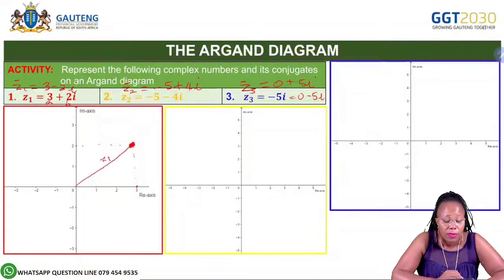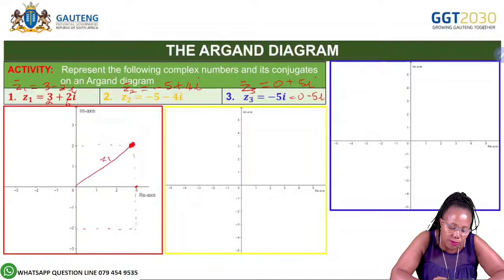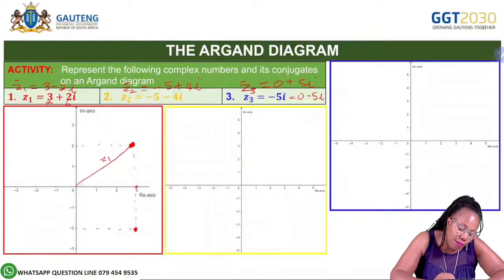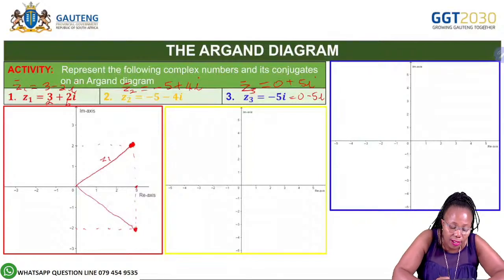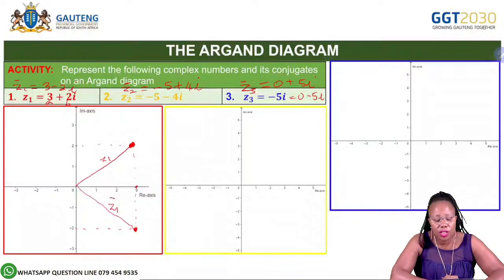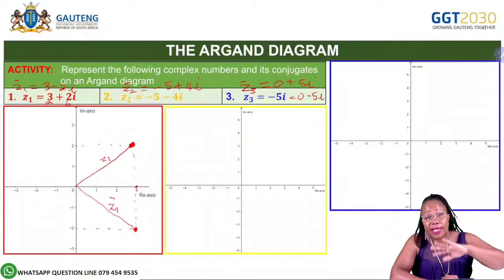And now we want to sketch the conjugate of this one. The conjugate is 3 minus 2i. So the a value, the real value, is still 3, and now we coordinate with minus 2 from imaginary. So imaginary minus 2 will be coordinated with the same real 3. Now we join that to form a line. This will be the conjugate of that particular complex number Z1. Can you see they are reflected along the x-axis?